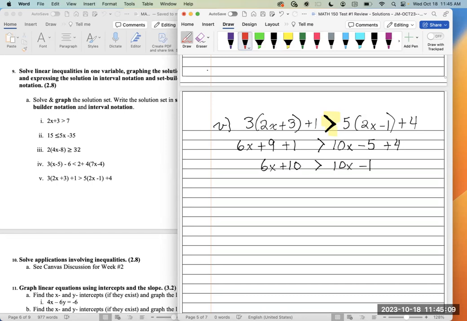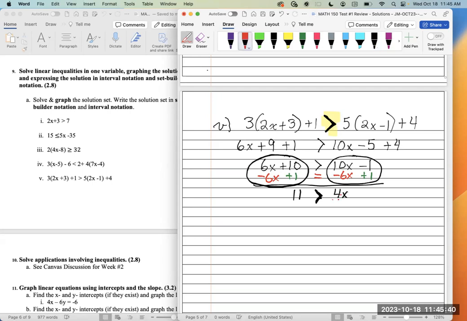Do whatever you want to both sides of the equation. I'm going to subtract 6x from both sides. If my variables will end up on the right side, then I want my numbers on the left side. So I'm going to add 1 to both sides. I'm only adding or subtracting so my inequality stays the same direction. This left side simplifies to be 11. This right side simplifies to be 4x.